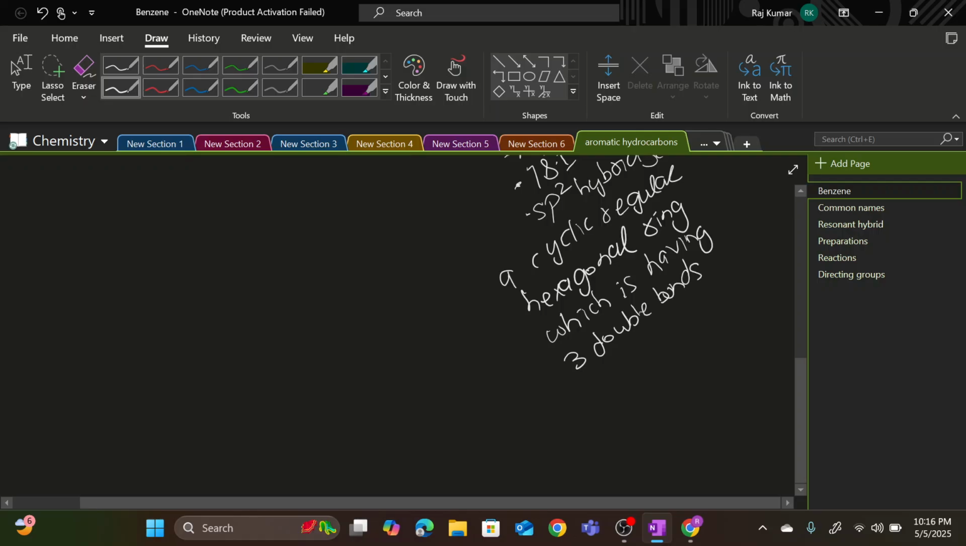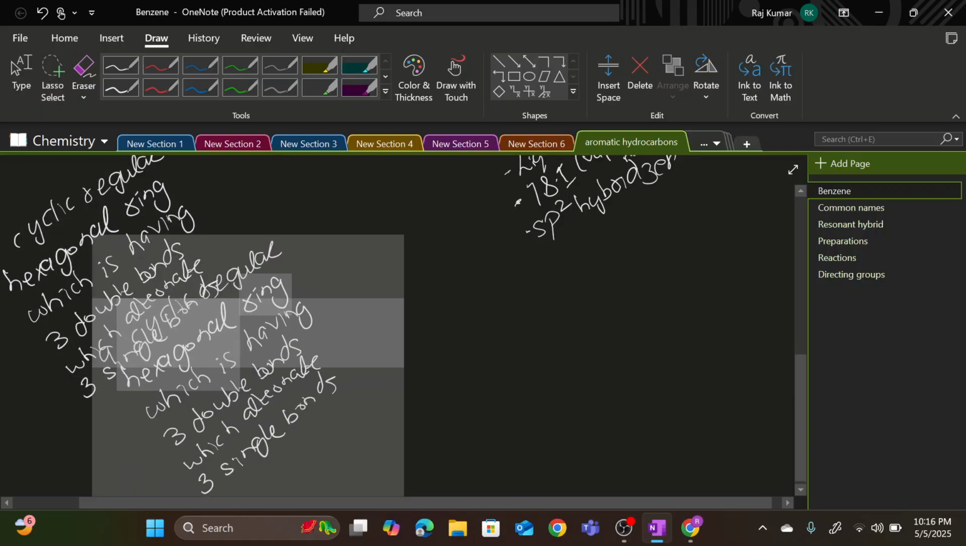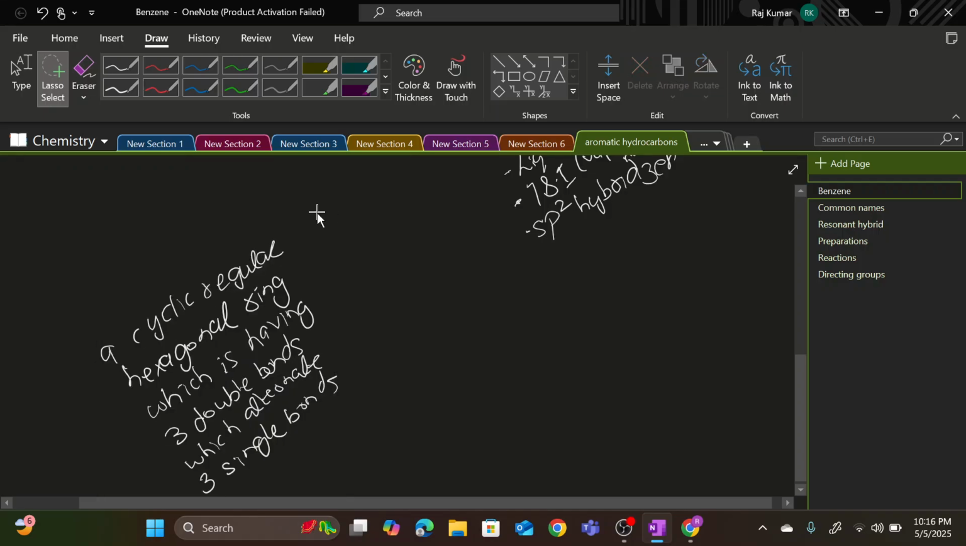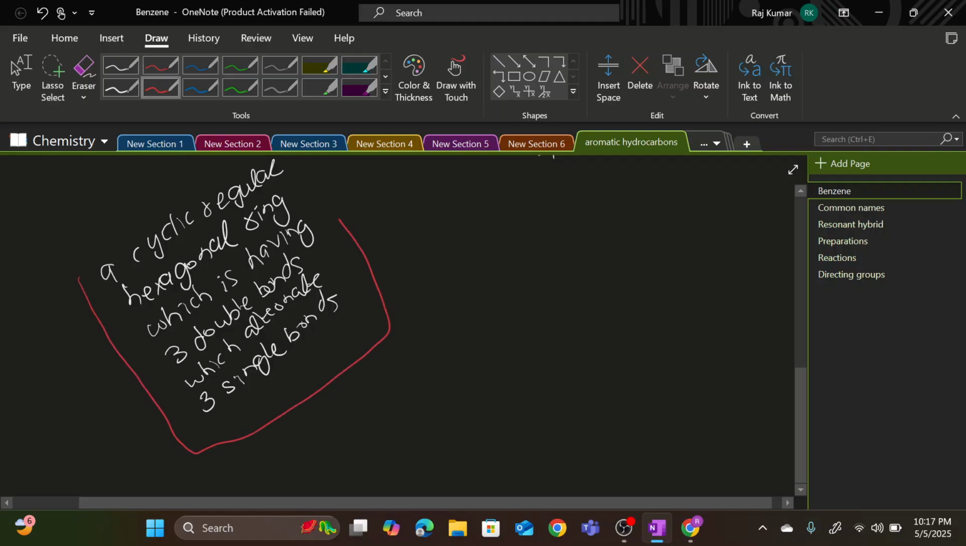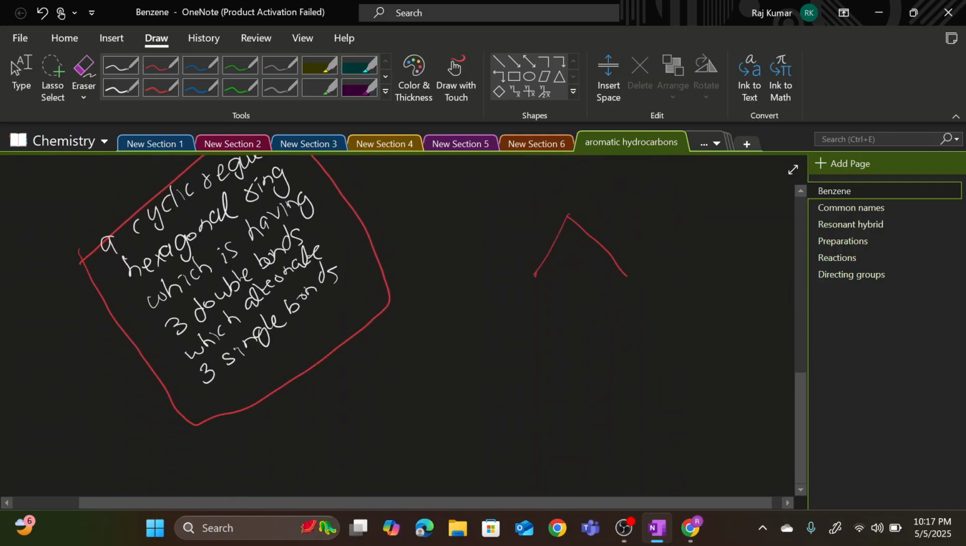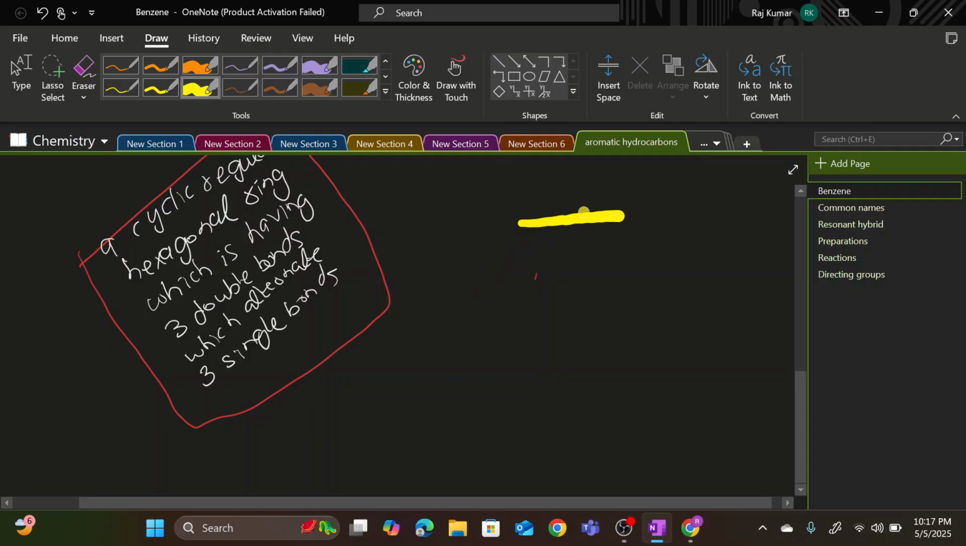This is something really important to consider, which alternate with three single bonds. This is something really important to understand. Whenever we are having a benzene structure, if you just understand the benzene structure, benzene is like this. Let me just try to make it more clear.